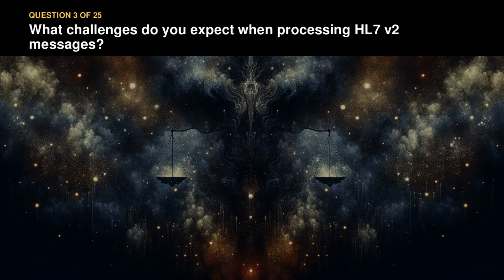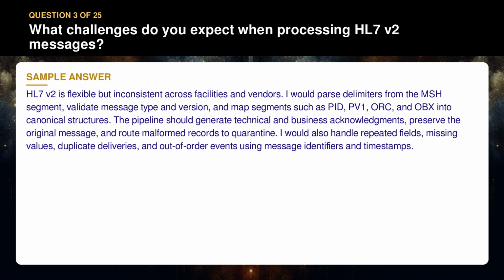Question 3. What challenges do you expect when processing HL7 version 2 messages? HL7 v2 is flexible but inconsistent across facilities and vendors. I would parse delimiters from the MSH segment, validate message type and version, and map segments such as PID, PV1, ORC, and OBX into canonical structures. The pipeline should generate technical and business acknowledgements, preserve the original message, and route malformed records to quarantine.